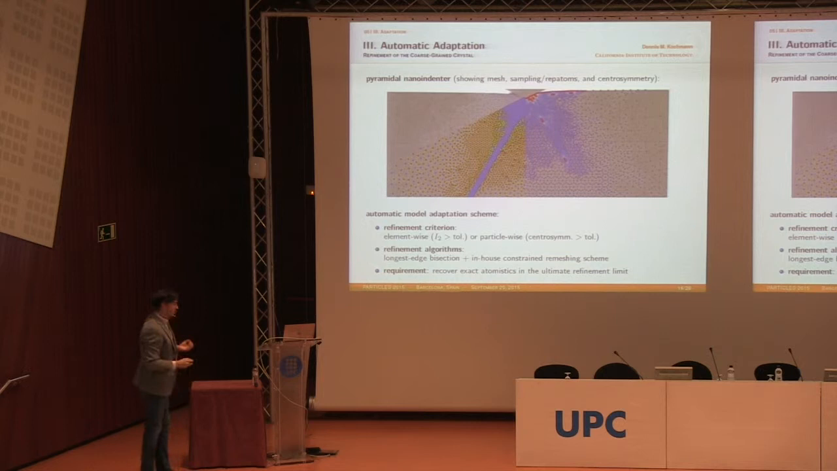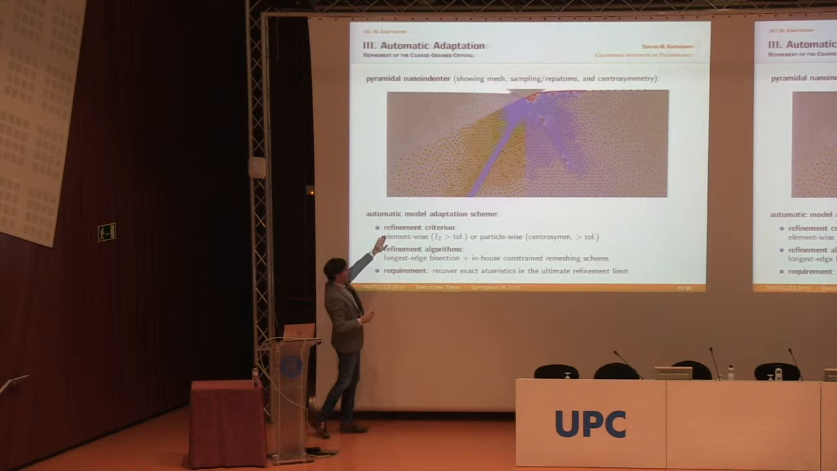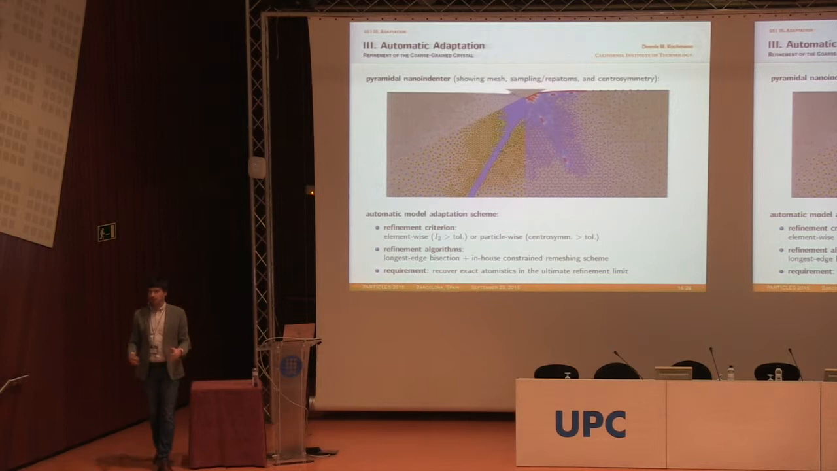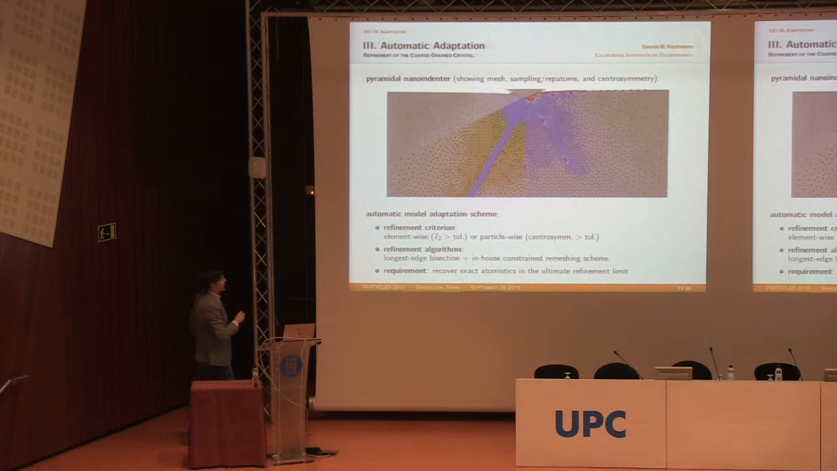Now, remeshing for us means we need a criterion. You can do this element-wise or node-wise. You just check if you need refinement. Is something happening? Is your deformation gradient very large, or is the centrosymmetry of your particle very high? And then we need a refinement algorithm. For example, you can bisect your longest edge in each element and go from there.